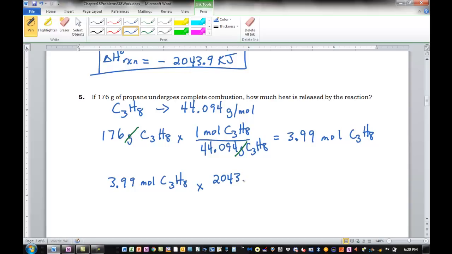And again, double check that coefficient. It is 1 in this case again, but you will have some reactions where the coefficient is not 1. So it'll be that many kilojoules per however many moles you have. Again, check your units, write your units down. And we only have 3 sig figs, so I'm going to have to write this in scientific notation: 8.16 times 10 to the 3rd kilojoules.